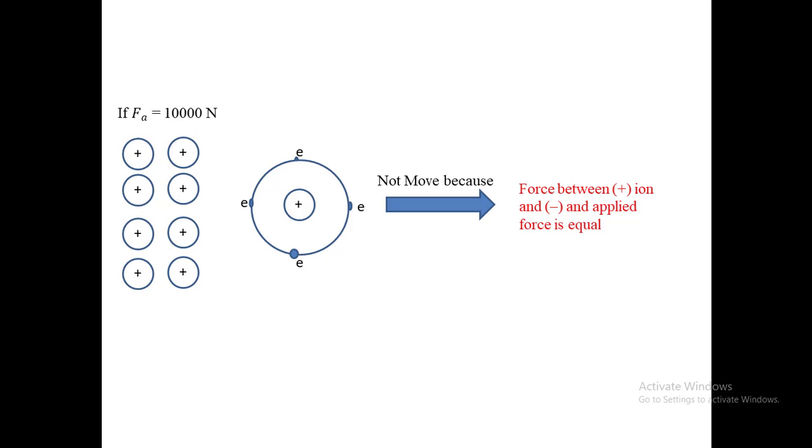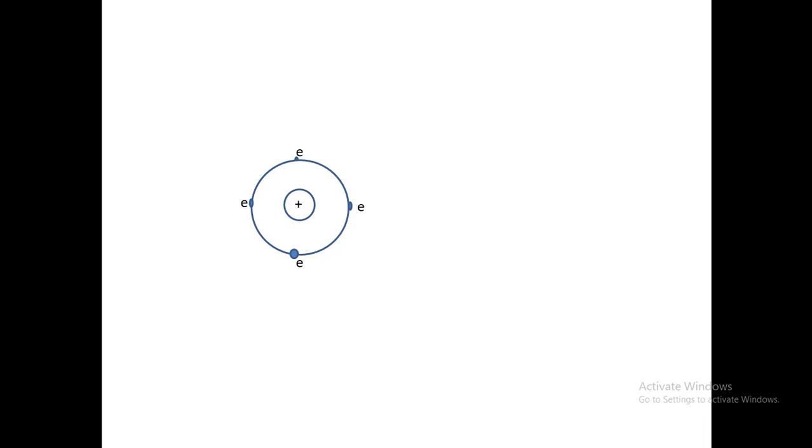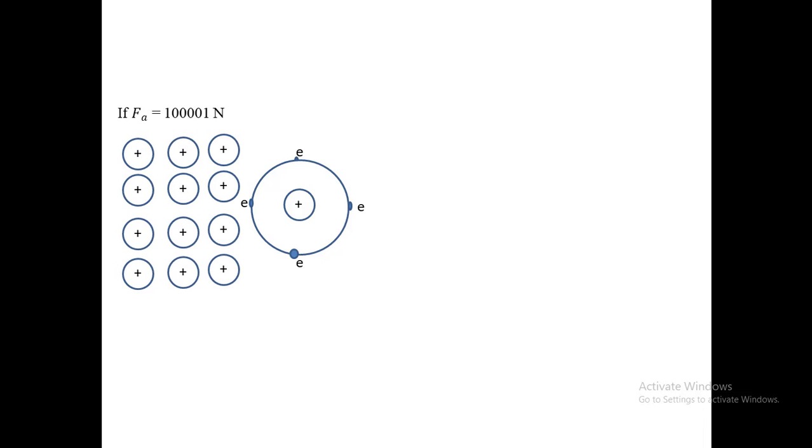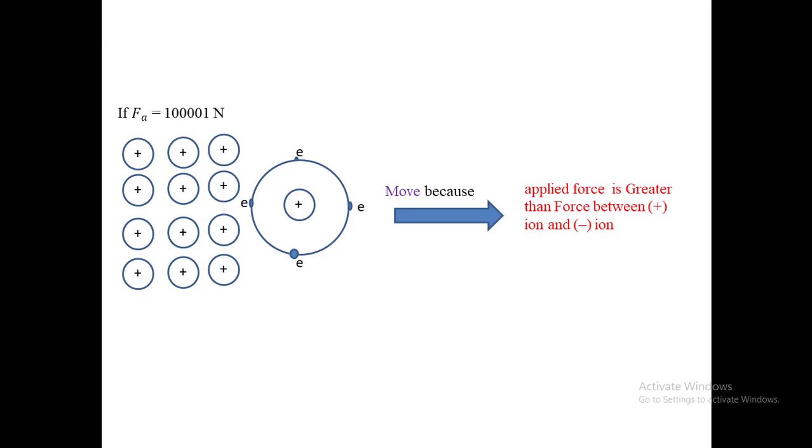Now we apply a force on the electron of 10,001 newtons. In this case the applied force is greater than the force between positive ion and negative ion. At this condition the electron moves away from that atom and goes into the nearest atom. Therefore now it becomes a conductor.